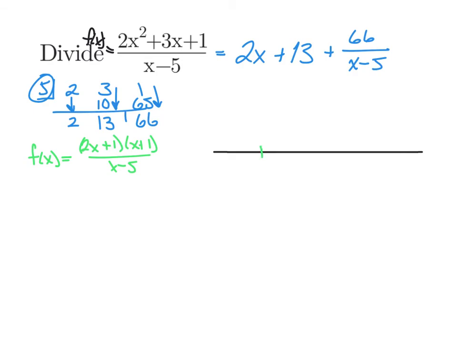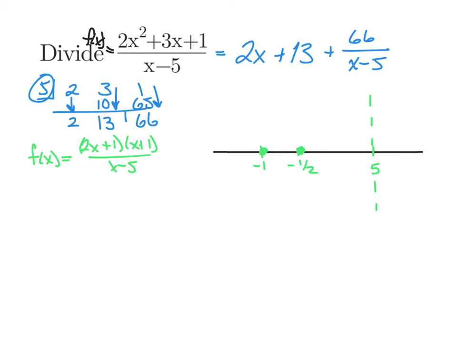So I see that we have 3 important points. There's one at -1, there's one at -1/2, and an important point over at 5. 5 is important because it makes the denominator 0, so we have an asymptote. The other 2 are important because they make the numerator 0. So those will be x-intercepts.